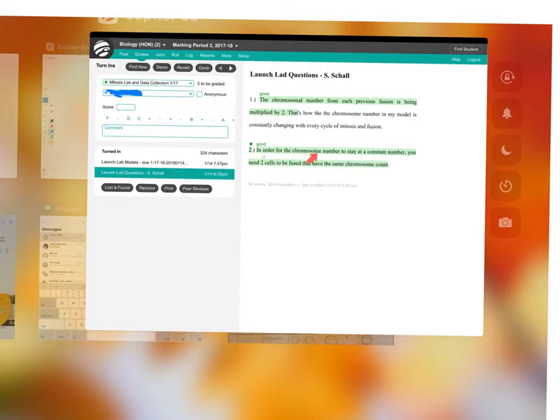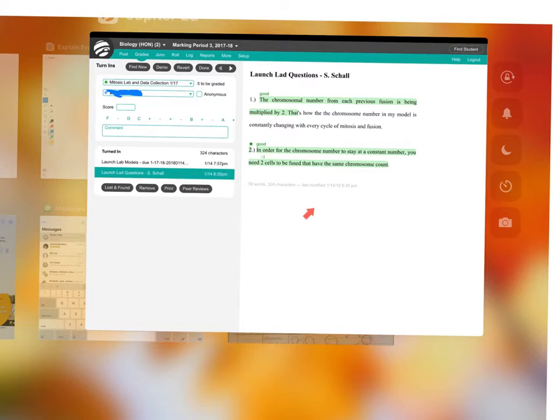In order for the chromosome number to stay at a constant number, you need two cells to be fused that have the same chromosome count. Very well said. So you need N and N to come together and form N. Right? So I believe I understand what she's saying based on her work that she submitted. This answer here is a little bit vague, but if I combine it with the work that she submitted already that we just went through, then I think I understand what she means.